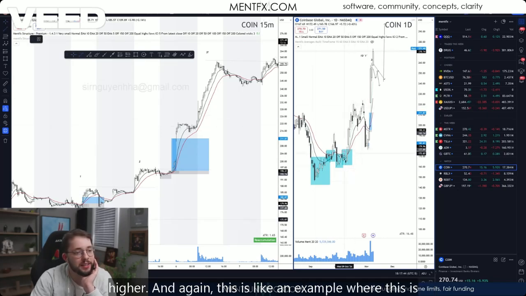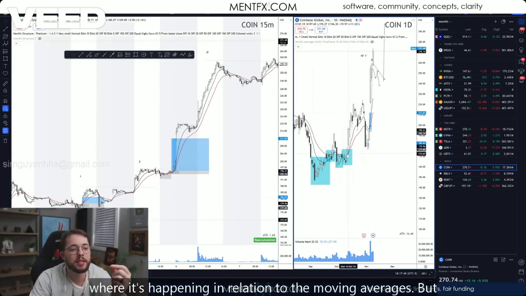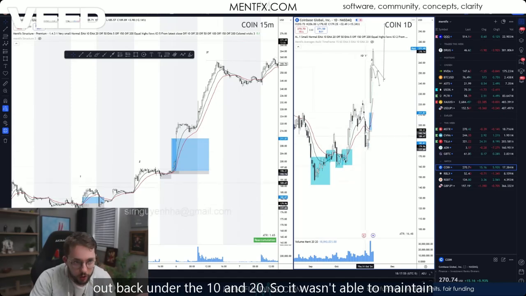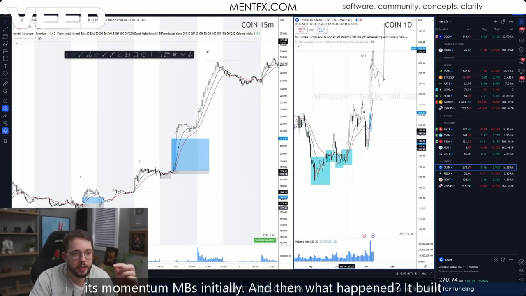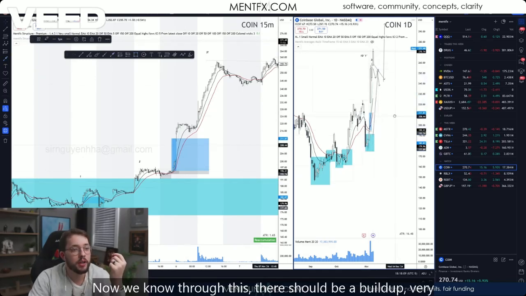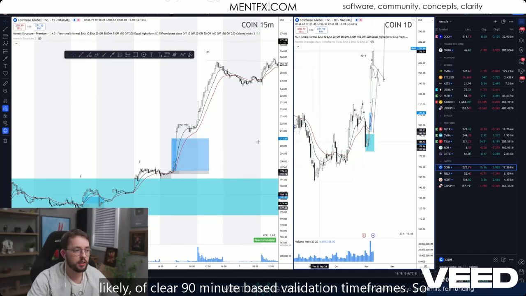And again, this is an example where this is both a momentum MB, but also very hard to trade because of where it's happening in relation to the moving averages. But nonetheless, you had a crazy move higher, then price flushed out back under the 10 and 20, so it wasn't able to maintain its momentum MBs initially. And then what happened? It built up an MB1, accumulation MB1, no MB2, and took off. Now we know through this, there should be a buildup, very likely, of clear 90-minute based validation timeframes.